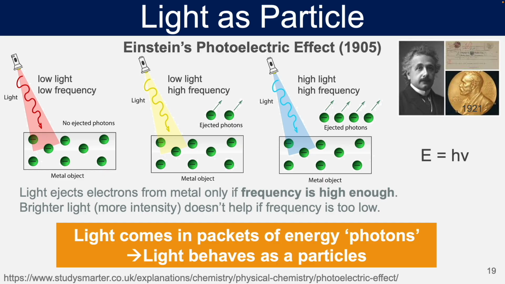Einstein explained it by saying that light is not just a wave. It comes in discrete packets of energy called photons. Each photon has energy E equals h nu, where h is Planck's constant and nu is frequency. Only photons with enough energy can knock electrons free. Brightness simply means more photons. But if each photon is too weak, nothing happens.